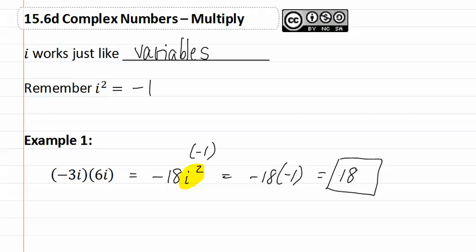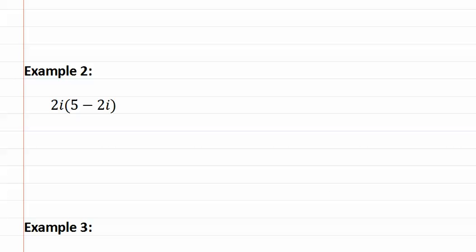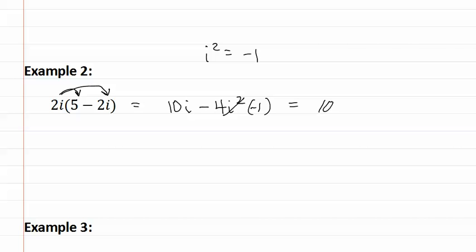Let's look at example 2. Here's example 2. Just like with variables, we can distribute with an i. This means that we will get 10i minus 4i squared. But remember, i squared equals a negative 1, so we must substitute that in. So now we have 10i minus 4 times a negative 1, which gives us 10i plus 4, which is our final answer.